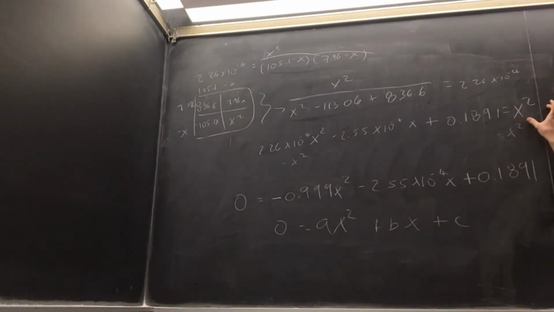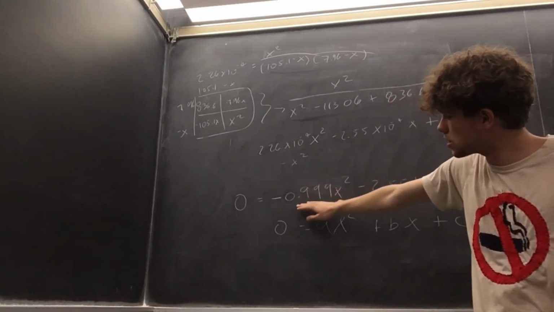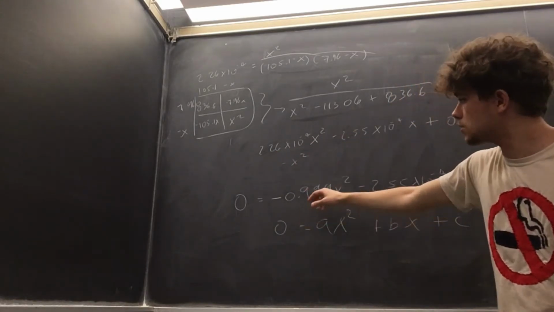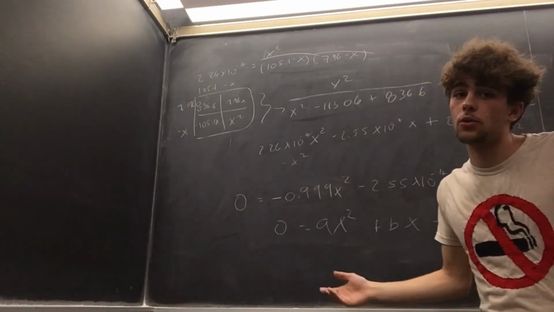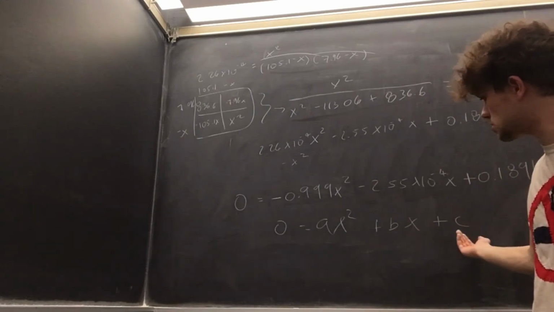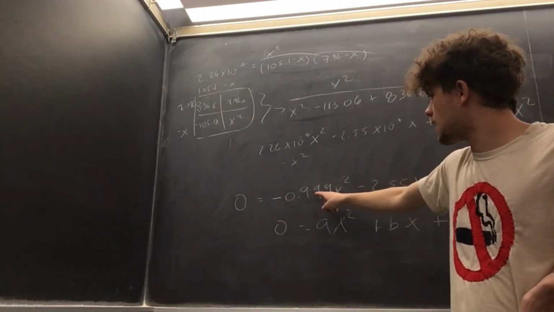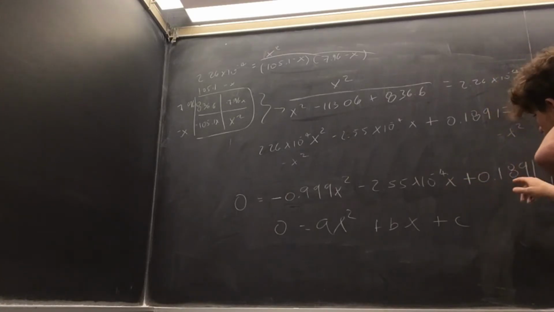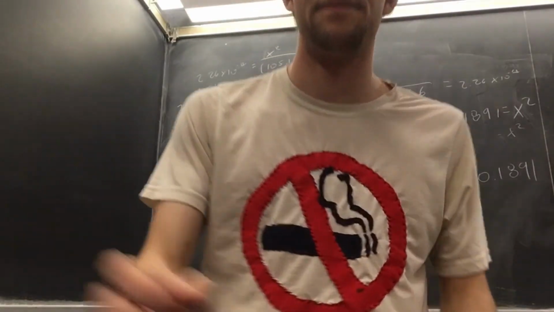So now what we want to do is subtract x squared from both sides, and this only changes this x squared value. So if we subtract 2.26 times 10 to the negative 4th x squared, it's a very small number. If we subtract from 1, basically, we're going to have almost negative 1 x squared. And now, finally in ax squared plus bx plus c format equals 0, we can plug in negative 0.999 x squared minus 2.55 times 10 to the negative 4th x plus 0.1891 into the quadratic formula to solve for x.